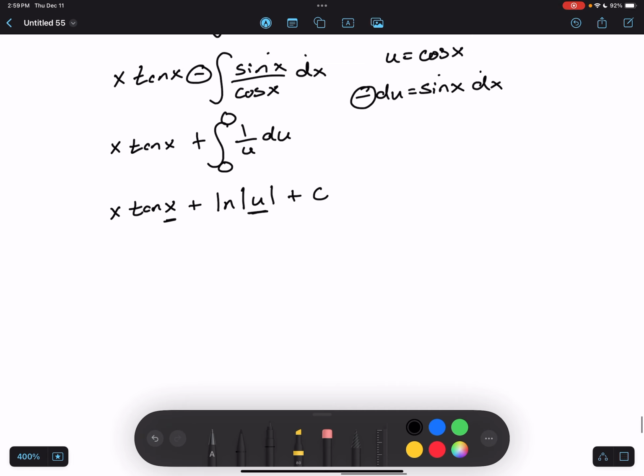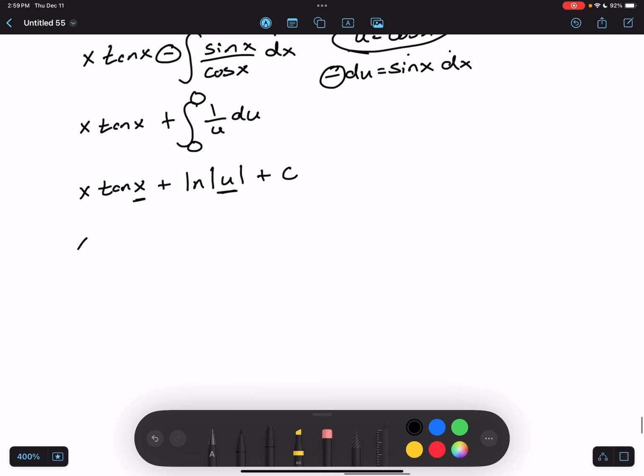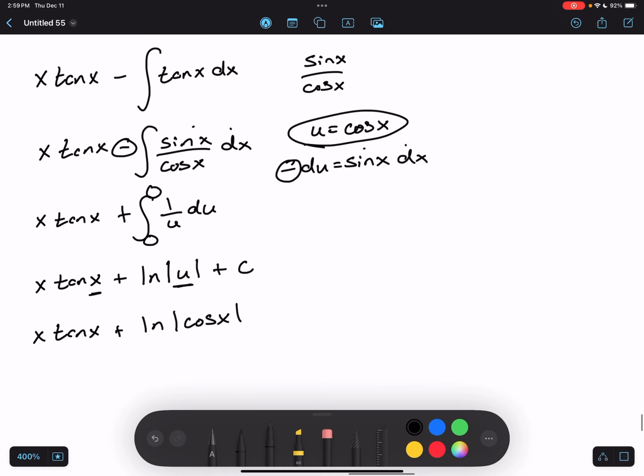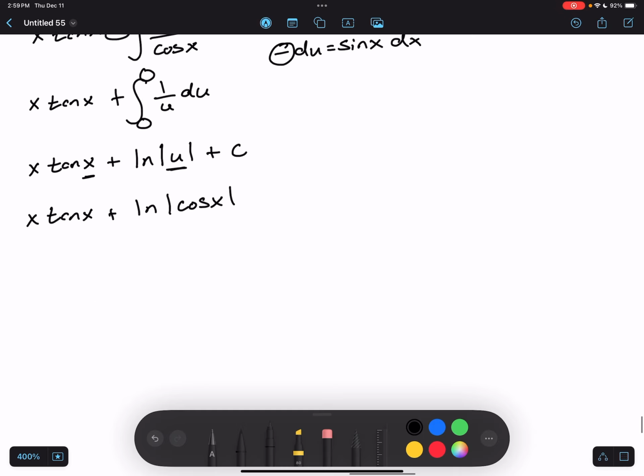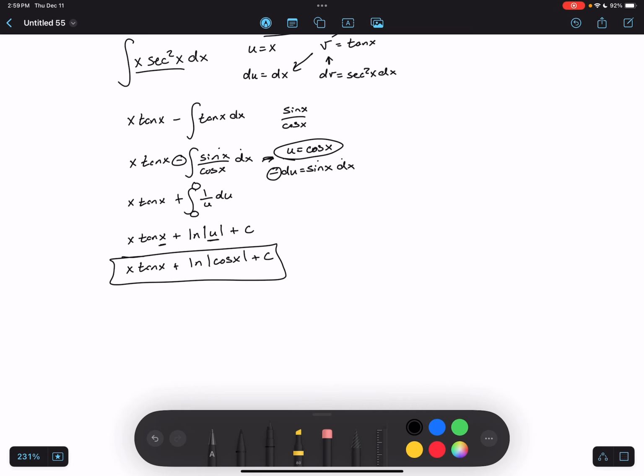Now the last step is we can't leave it in terms of both x and u. We must consolidate it all into terms of x, and we can do that by resubstituting in this u. So if we go for x tangent x plus the natural logarithm of the absolute value of cosine x, which is our u value here, and then add the constant at the end, that is all we have to do. This is the final solution of our integral of x secant squared x.